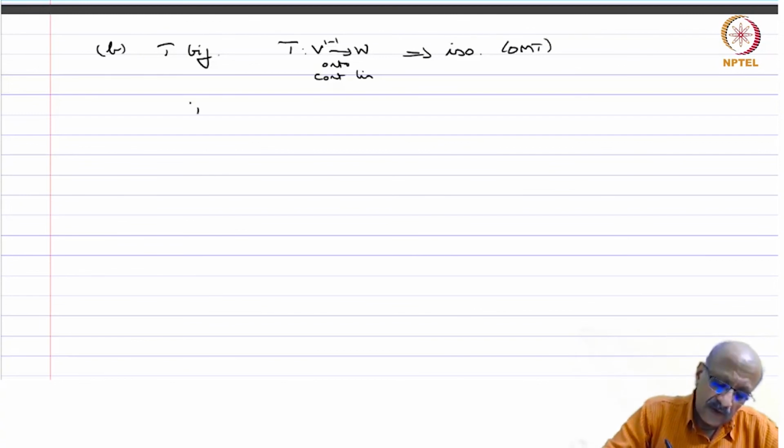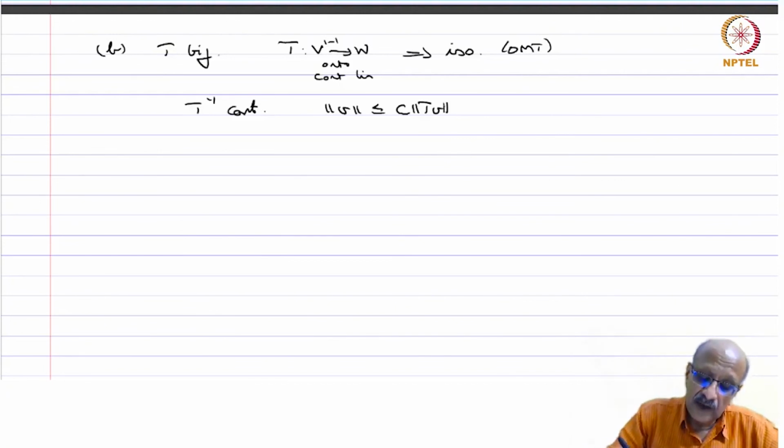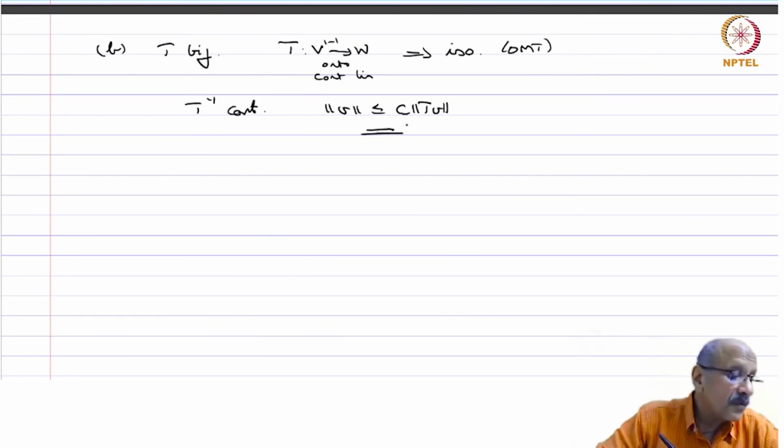That means T inverse is continuous, and that's exactly saying that the norm of v is less than or equal to C times the norm of Tv. That is just the condition for T inverse. You write T inverse of Tv is v, and therefore the continuity tells you this. So this is proved. Okay.